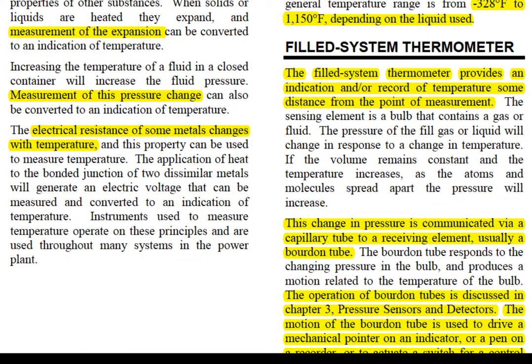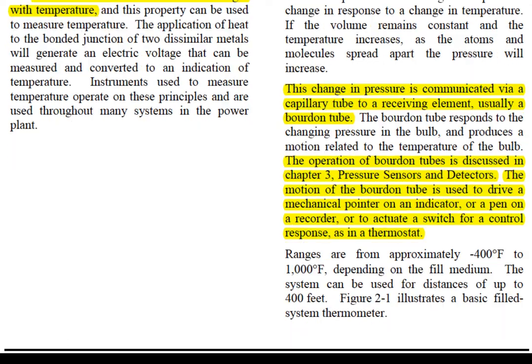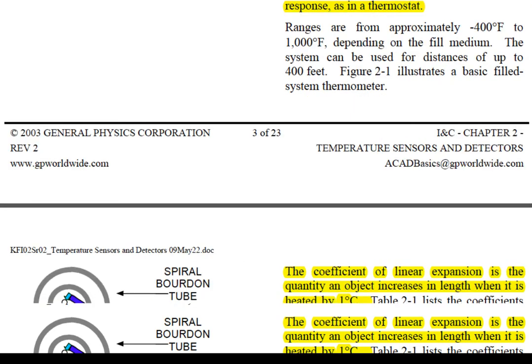The second type of fluid system thermometer would be the Bourdon tube, along with some kind of capillary tube that runs a distance to a further part. That's because you may not be able to measure the temperature right there next to it. It could be radiological hazards, could be a health hazard, might be too hot to approach, and so we need a distance. So we use these fluid system thermometers to measure temperature at a distance.